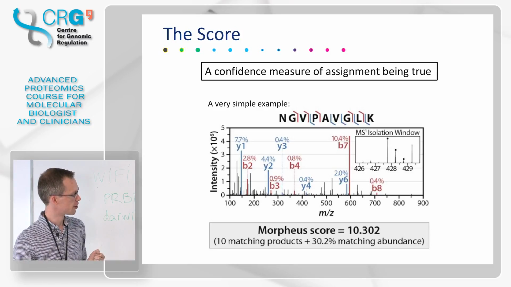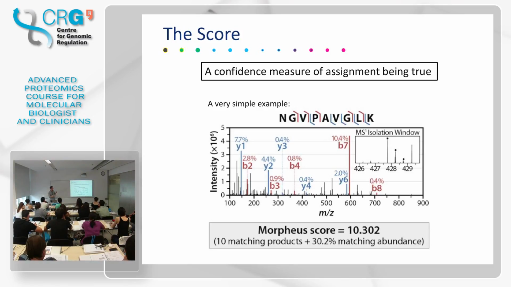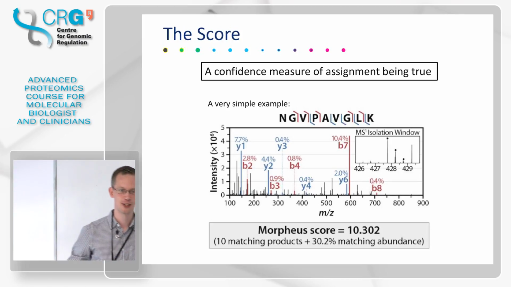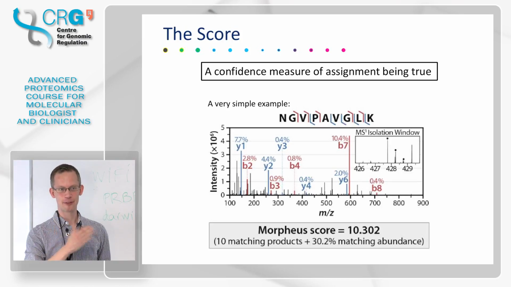The way to calculate the score here is called Morpheus, but that's just a name that someone has come up with. Here they just count the number of ions. In this case they have 10: 1, 2, 3, 4, 5, 6, 7, 8, 9, 10. So the score is 10. Then they also sum the percentages, and they come up with 30.2. This is percent, so that's 0.302, and if you add these two together, you end up with a score of 10.3. So it's super simple. This score is the simplest one.